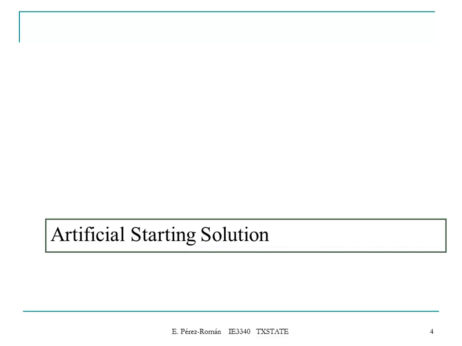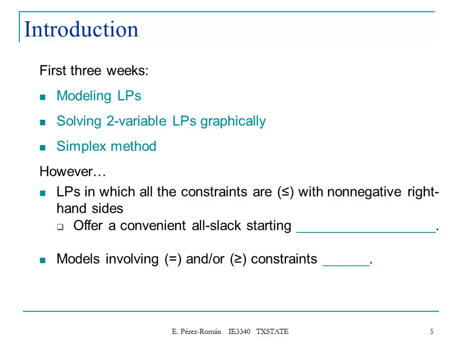So let's talk about the artificial starting solution. For the past 4 weeks, we've been covering how to model linear programs, how to solve two-variable LPs using the graphical method, and we also covered the simplex method. That was part of our first exam. Now we're going to extend what we already know about the simplex method. However, LPs in which all the constraints are less than or equal with a non-negative right-hand side offer a convenient all-slack starting basic feasible solution.